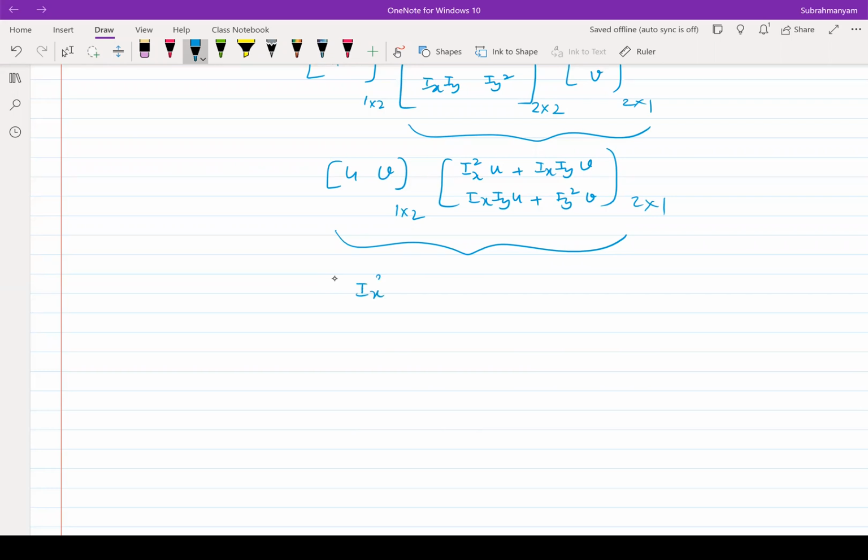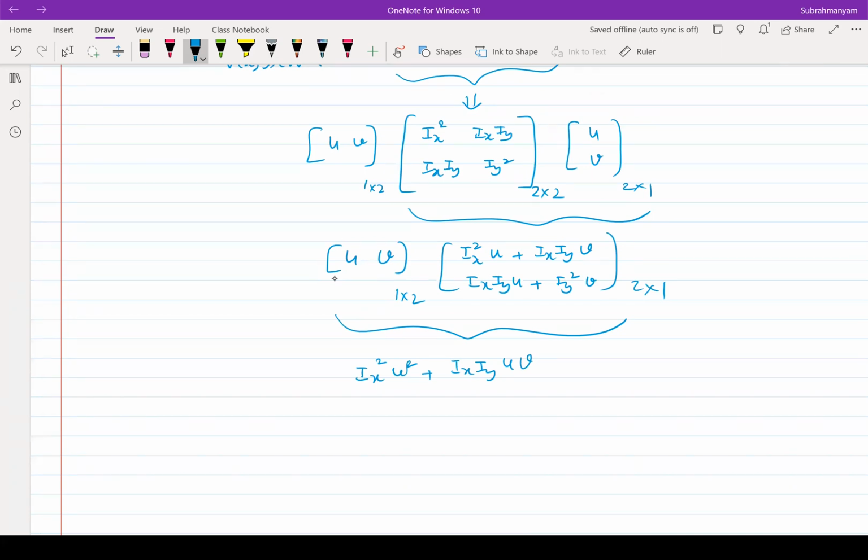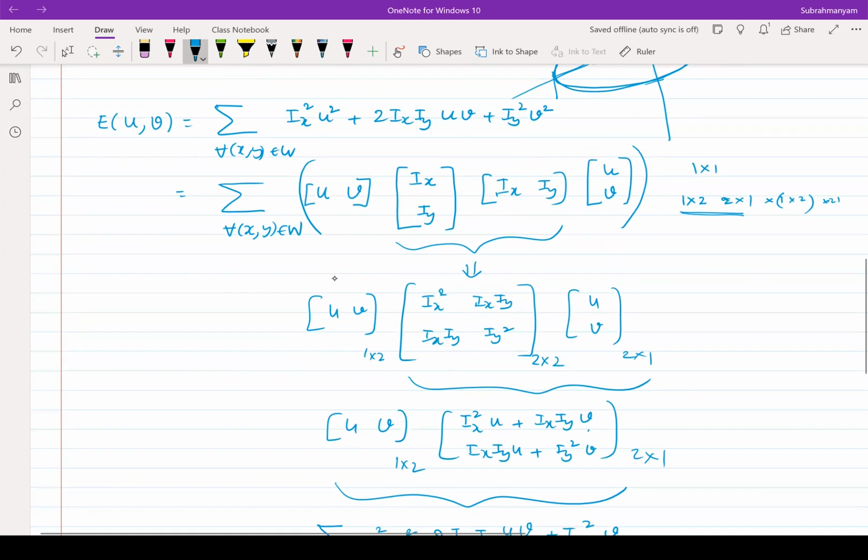So that's equal to Ix square u square plus Ix Iy u times v, plus Ix Iy plus Iy square. How do you do 1 cross 2, 2 cross 1? You multiply this: Ix square times u square plus Ix Iy times uv plus Ix Iy times uv. So I'm just putting 2 here, and this will be Iy square times v squared. This whole thing is under the summation. So do you agree that these two are equivalent expressions now?